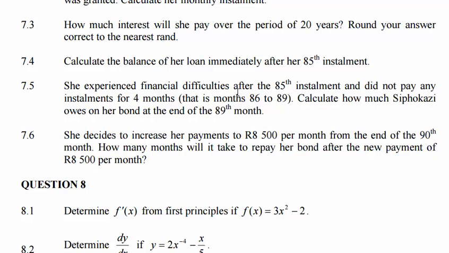Okay, at the end of the 90th month, how many months will it take to repay her bond after the new payment of 850? Okay, so you now know how much she's owing, you know how much she's paying, you know the interest, so the only thing you don't know is N, the number of payments she will make. So that's what you now calculate. How many months will it take to repay?